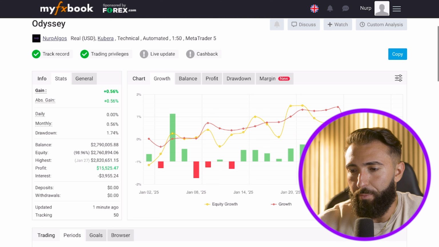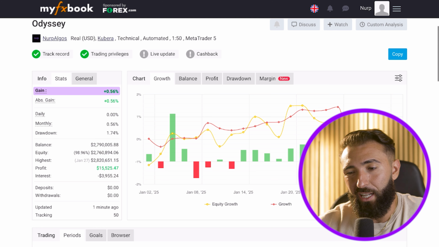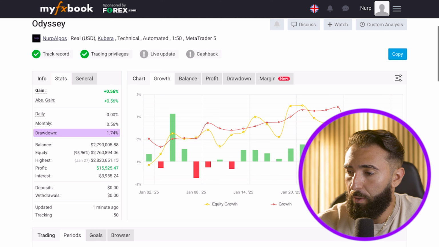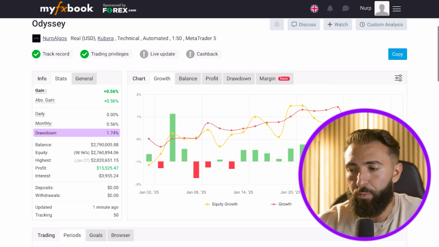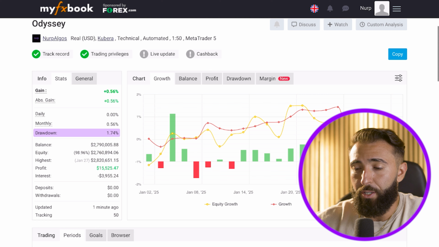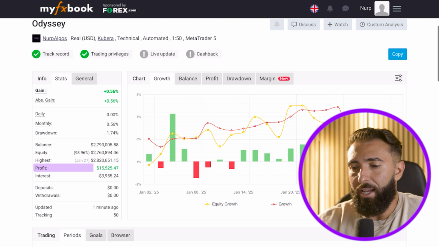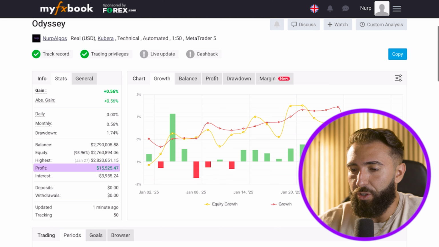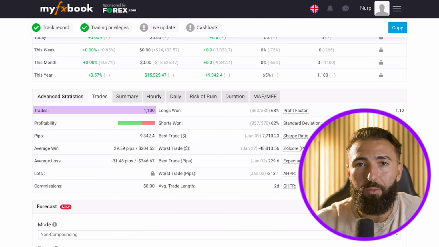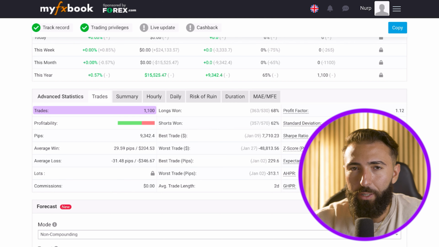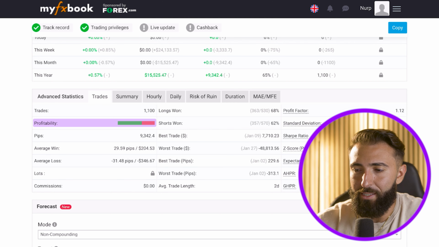So let's look how we did for the month. It did 0.56%, not too good, and the max drawdown was 1.74%. This one seems to be the most volatile. It's funny because when you look at the overall performance of it, it has performed extremely well. So it's interesting to see that this one's coming in and around last place on its performance. It's done a total profit of $15,525. In the month of January, it took over 1,000 trades. No human can do that. And its profitability is 65%.